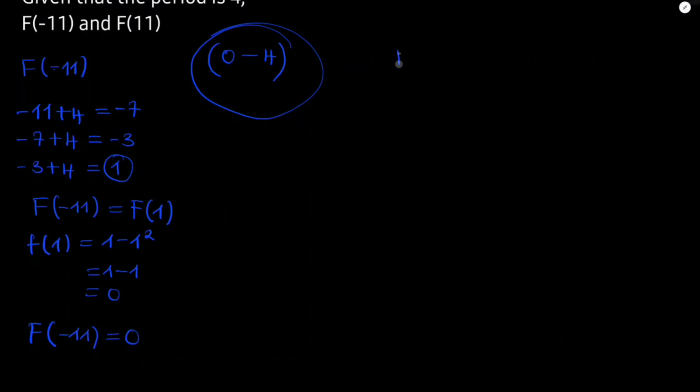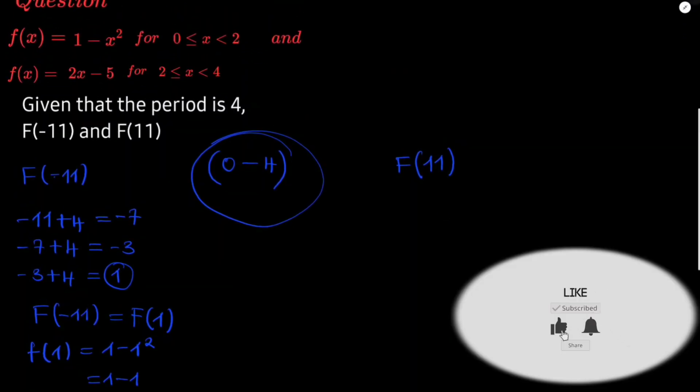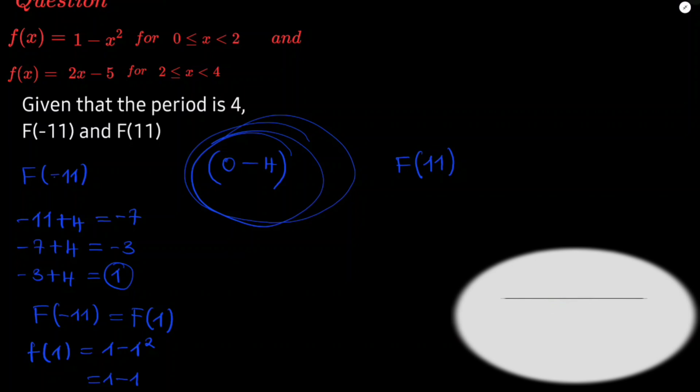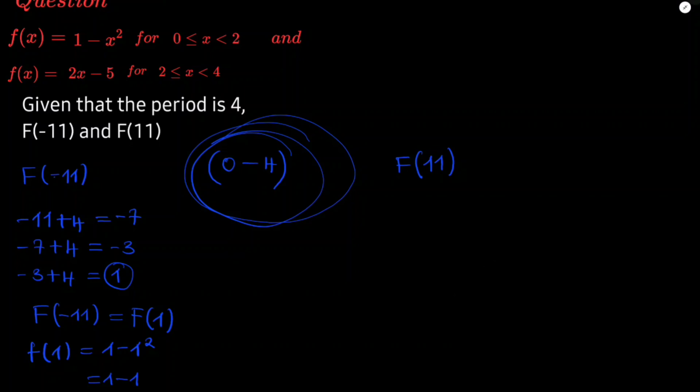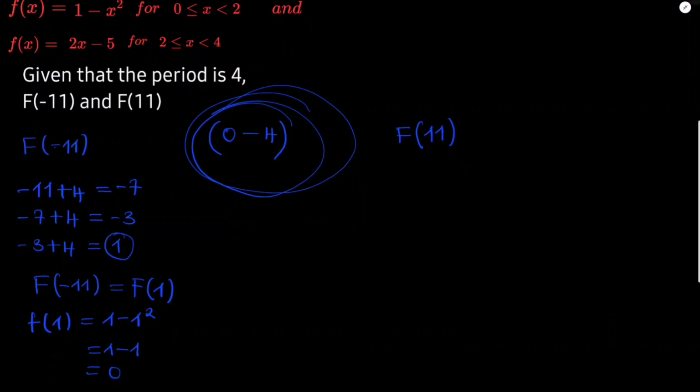Let's see the second one. We have to find the value of f of 11. Again, we are dealing with the range. We check our general range. Is 11 in the range 0 to 4? No, 11 is greater than 4. So we cannot directly substitute 11. We need to find a number which fits the range. Now we have a positive number, so we are not going to add 4, we are going to subtract 4, until we have a number which is in that range.